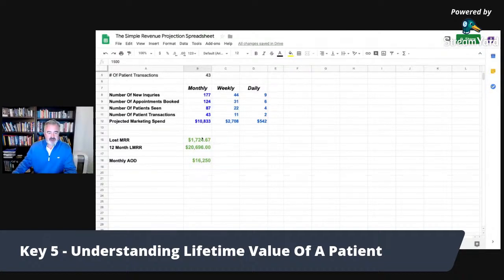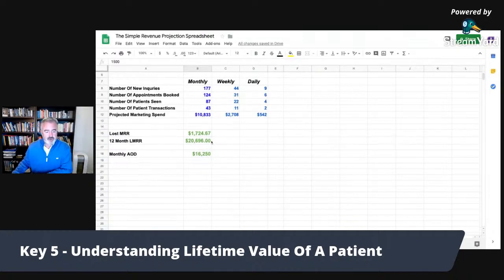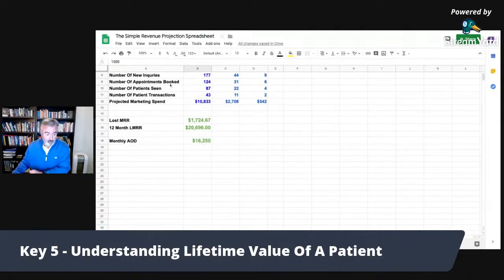But what this tells us is 2 key numbers. This number right here gives us our lost monthly recurring revenue, which is what I went over in key number 4. If you haven't watched that video, go back. And you're going to see that you're losing $1,700 per month of putting people into monthly recurring revenue. And that in 12 months, based on this flow, you should be generating right at $20,000 per month in monthly recurring revenue. But look at this number right here. This number is even more important.